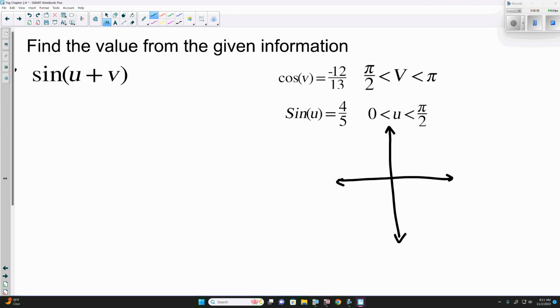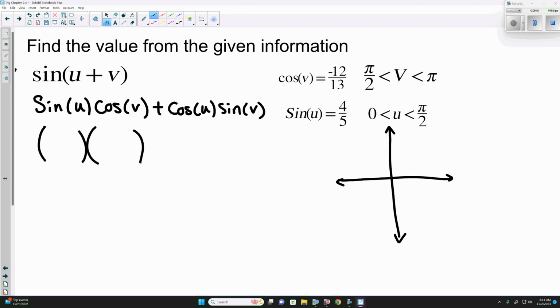Because when we look at this here, it does give us some information. Now, our sine of u plus v, if we look this up in the reference sheet, this converts to sine of u cosine of v plus cosine of u sine of v. This is just the straight formula. And to solve this, we need to find out what the value of sine of u, cosine of u, sine of v, cosine of v is.